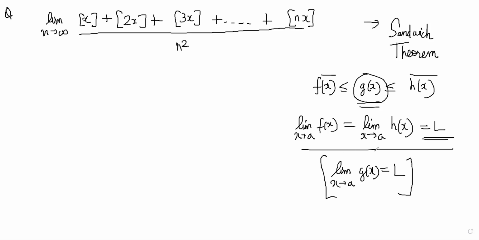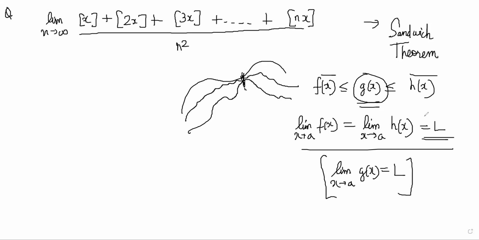Do you remember that we have discussed this? If there are two functions and one third function in the middle, and the first and third are approaching some limit, then the middle one also approaches that limit. So why is this an application of the sandwich theorem? Because we can always write GIF of x minus 1 is less than or equal to this, which is less than or equal to x.